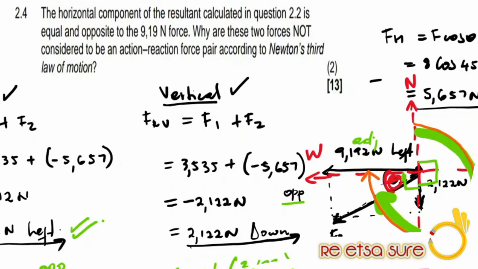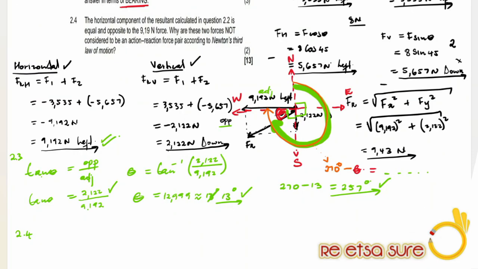The horizontal component of the resultant calculated in question 2.2 is equal and opposite to 9,19 Newton force. Why are these two forces not considered to be a reaction force pair according to Newton's third law of motion? Okay, so now my beautiful learners, it is because the two forces are acting on the same what? Object.